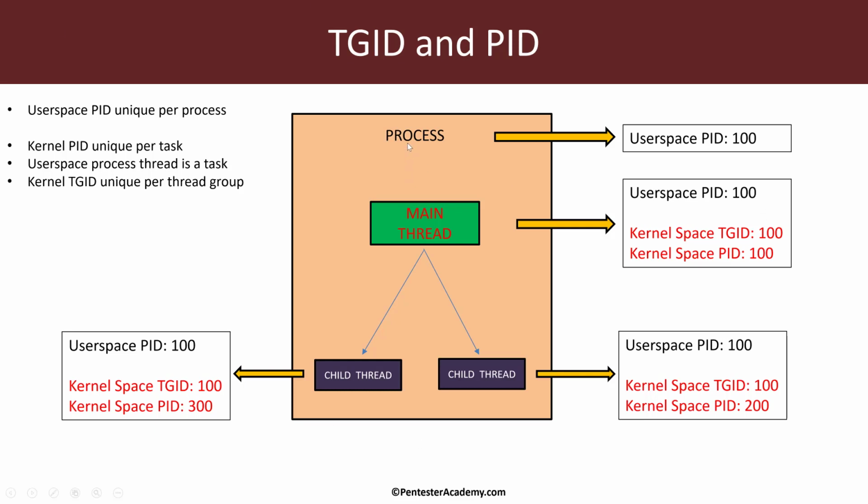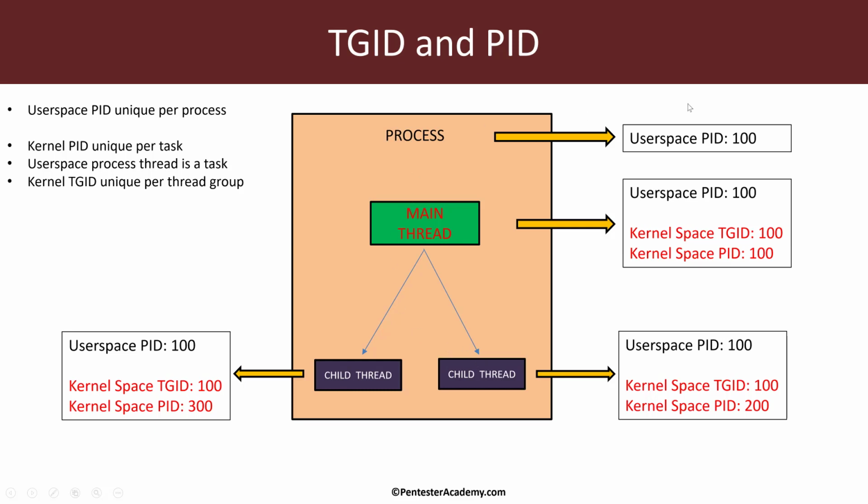So as an example, let's say we have a process and in user space, it has a PID 100. Now, inside the process, we have the main thread. And of course, the main thread is also going to have a PID of 100, right? Basically within the process, followed by child threads.